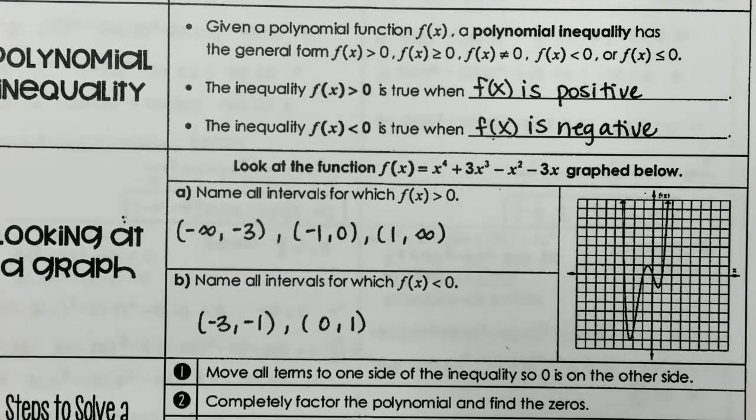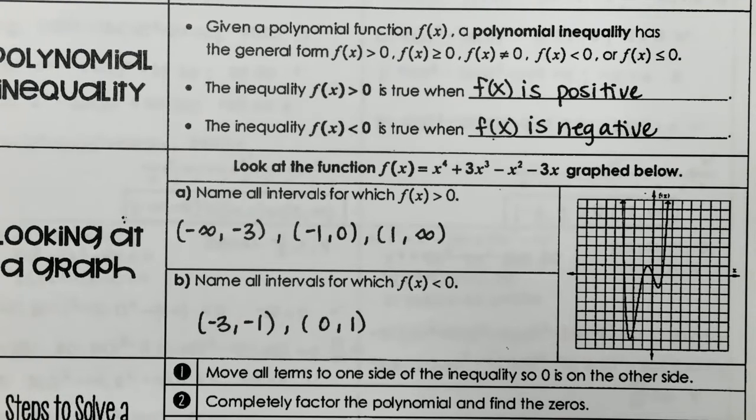Okay, so given a polynomial function f of x, a polynomial inequality has the general form f of x is greater than 0, f of x is greater than or equal to 0, f of x cannot equal 0, it's less than 0, or it's less than or equal to 0. So f of x is greater than 0 is true if f of x is positive. F of x is less than 0 is true when f of x is negative.